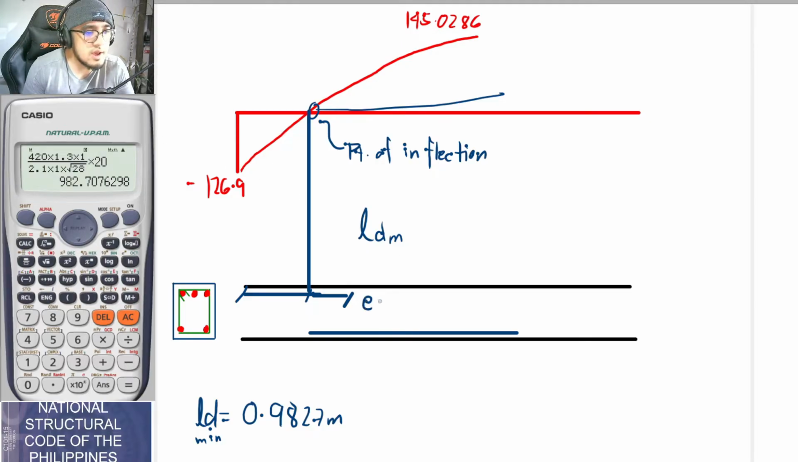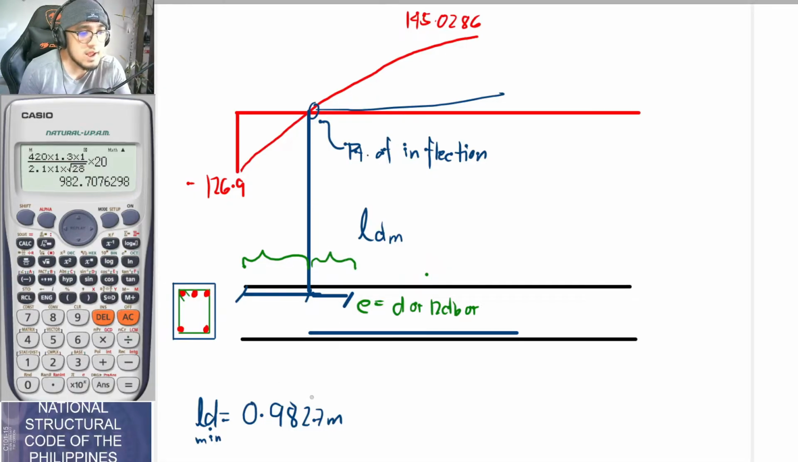So for your extension here, it may either be d, or 12 dB, or ln over 16. Once that you will now be solving for this length here, just solve for this length and add your extension. And after doing that, you will now be comparing it if it is greater than or less than your minimum. So if it is less than, you will now be making use of this.